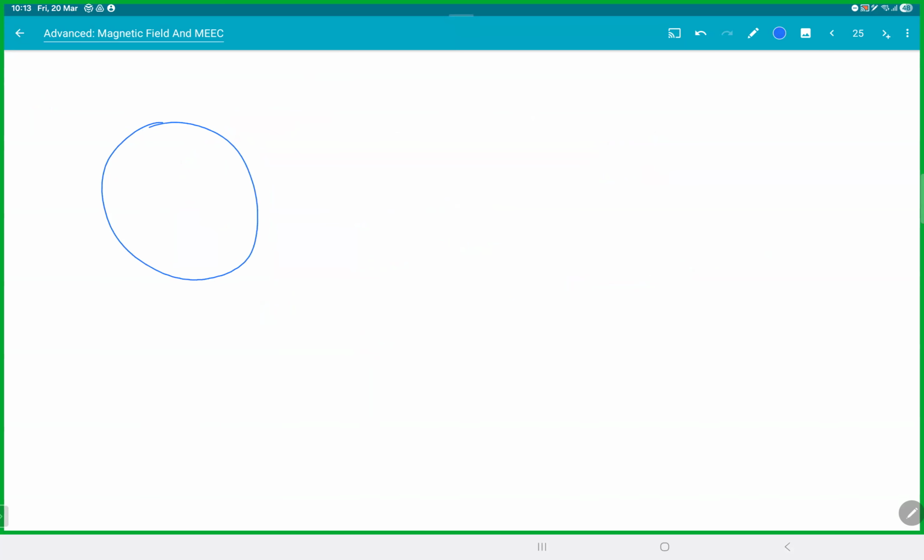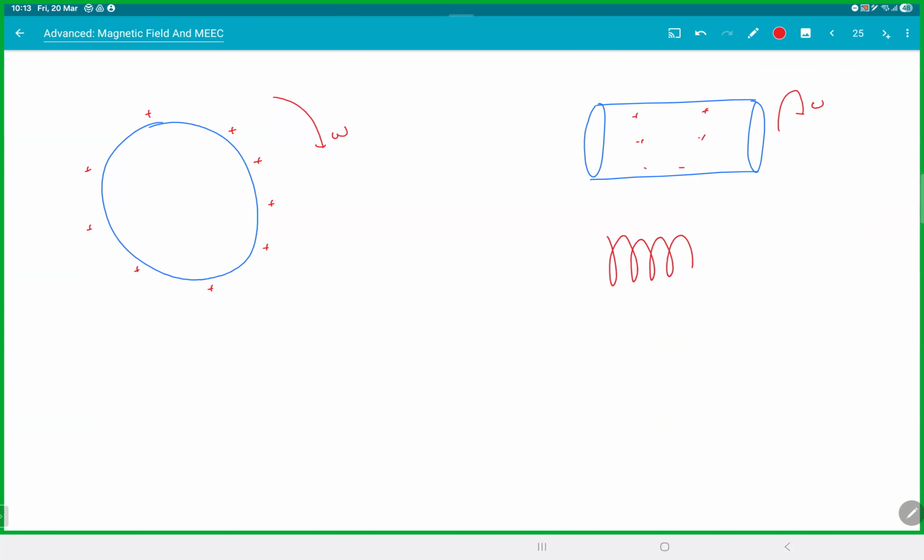We have a thing like here. So this is plus. Let's say this is rotating with omega. So if you have a cylinder, the whole thing is plus. And if this is rotating with omega, this is as good as having a solenoid. Constant, these are like current loops. So the magnetic field due to the solenoid is mu naught N i.